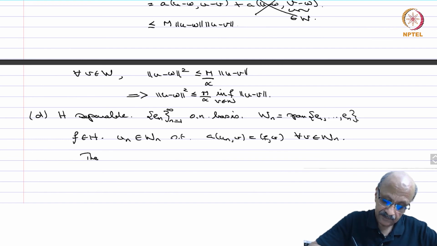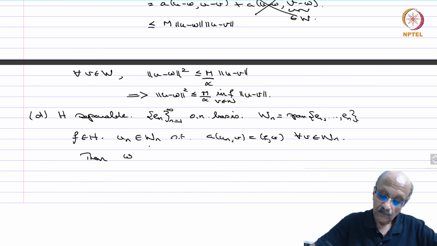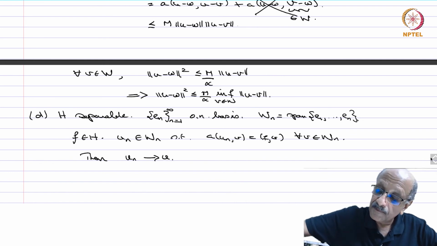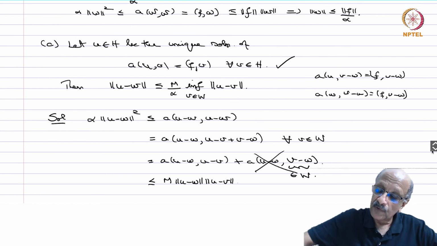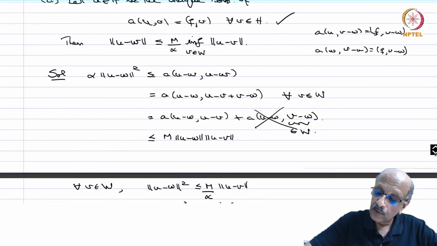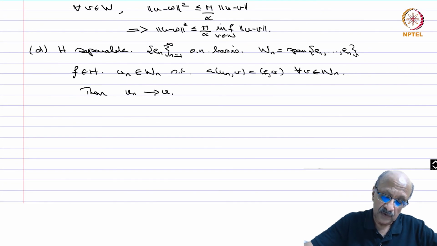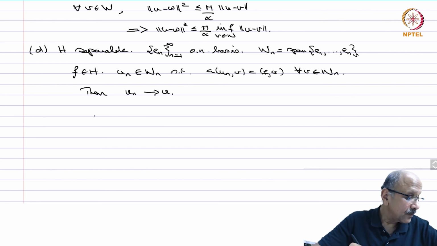Then Un converges to U. What is U? U is the solution in the whole space. So these solutions are approximations of the original solution.